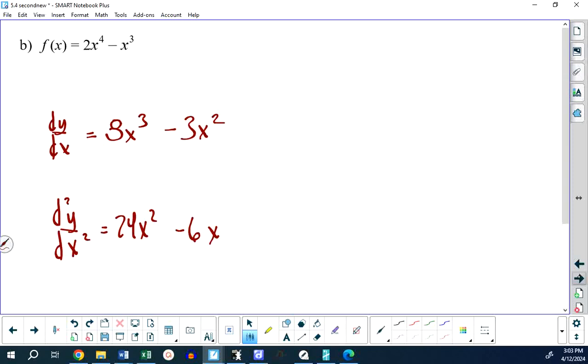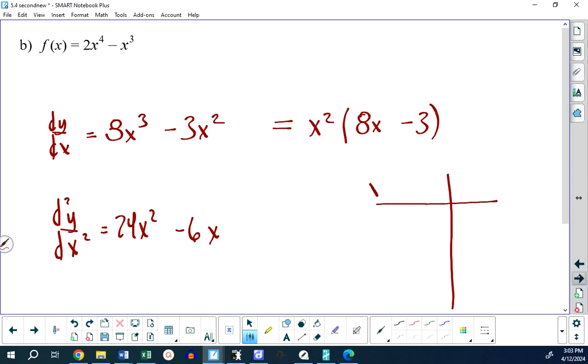Thank you. This first derivative, I really don't like writing equals equals, but I'm going to do it anyway here to save a bit of space. I can take an x squared out and be left with 8x minus 3. My critical values of x, and I'll be more specific here, for dy/dx are 0 and 3/8.